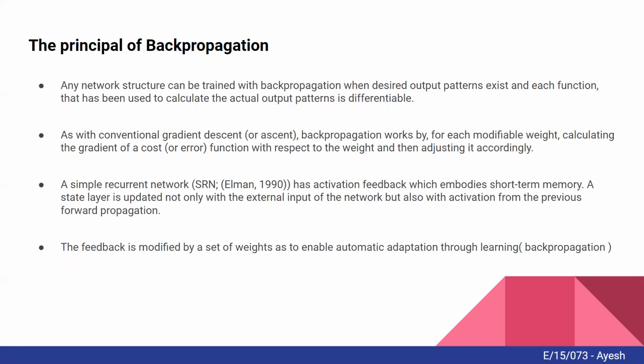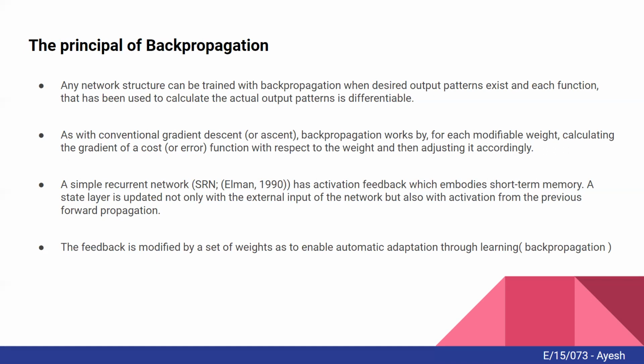I will explain the principle of backpropagation. Backpropagation is used when a desired output pattern exists. If each function is differentiable, we can use a backpropagation network. As with conventional gradient descent or ascent, backpropagation works by calculating, for each modifiable weight, the gradient of a cost or error function with respect to the weight and adjusting it accordingly.